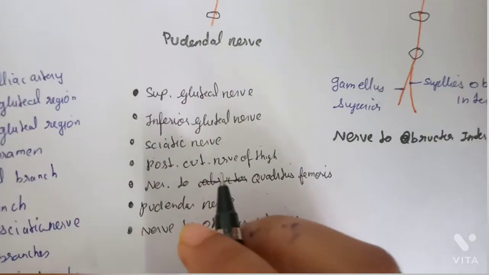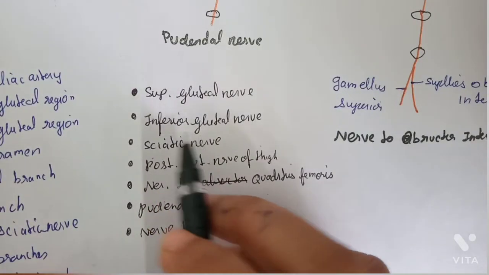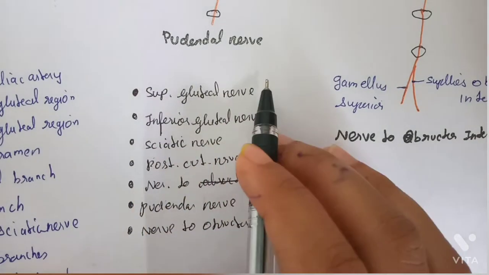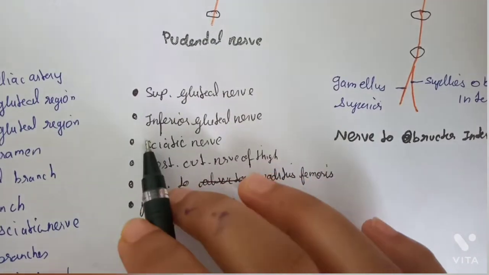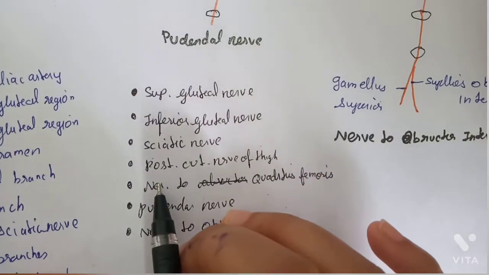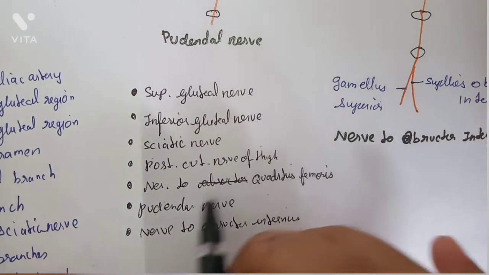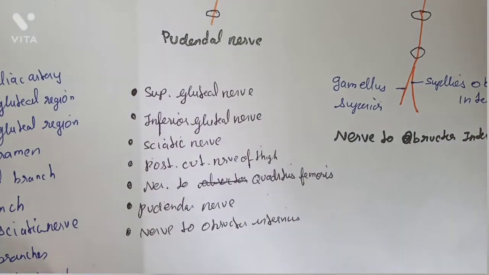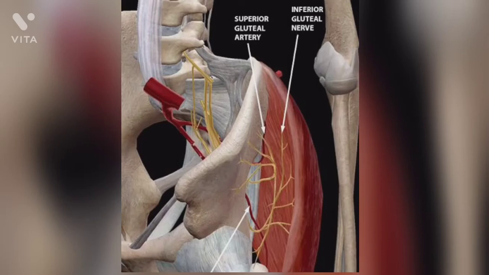Now let us move on to the nerves of the gluteal region. There are 8 important nerves in the gluteal region. Those are the superior gluteal nerve, inferior gluteal nerve, sciatic nerve, posterior cutaneous nerve of thigh, nerve to quadratus femoris, pudendal nerve, and nerve to obturator internus. Let us start with the superior gluteal nerve.